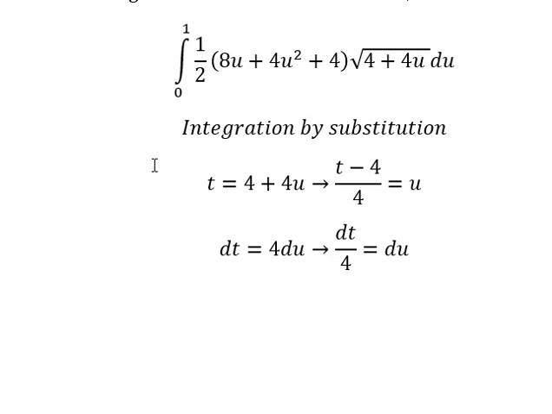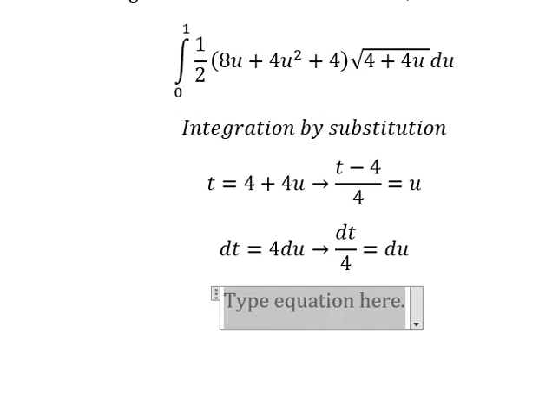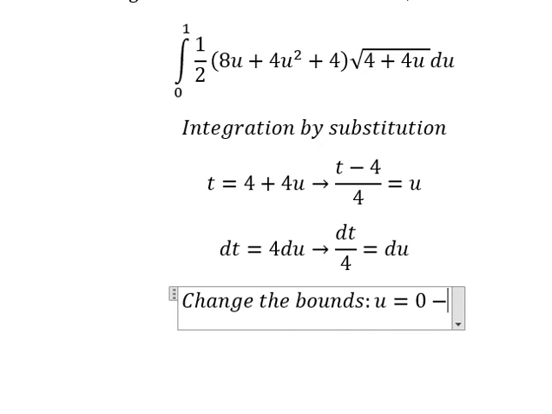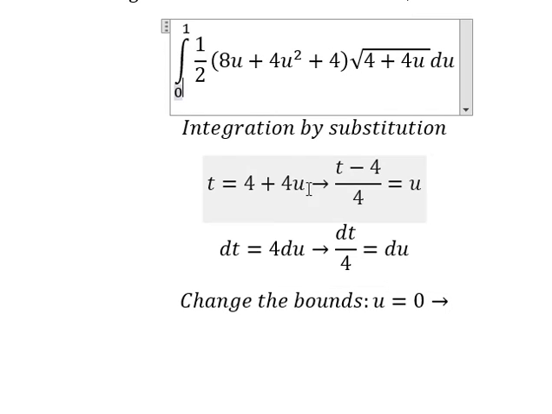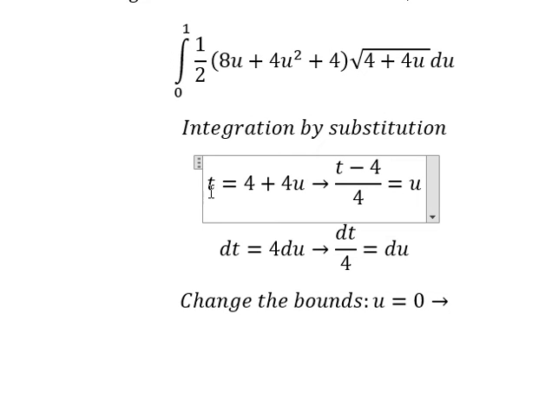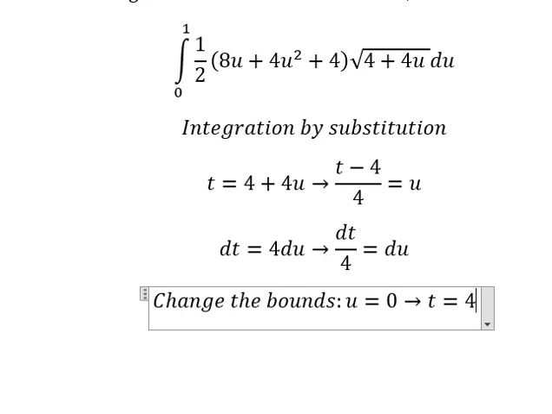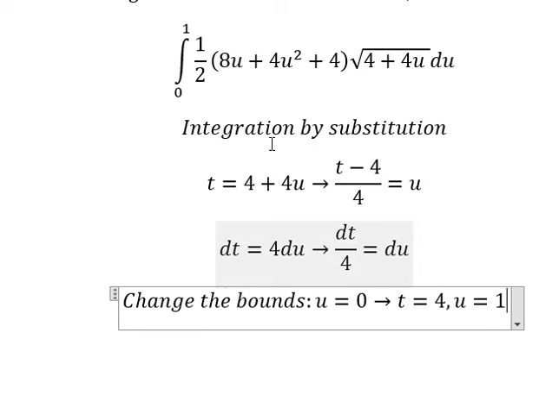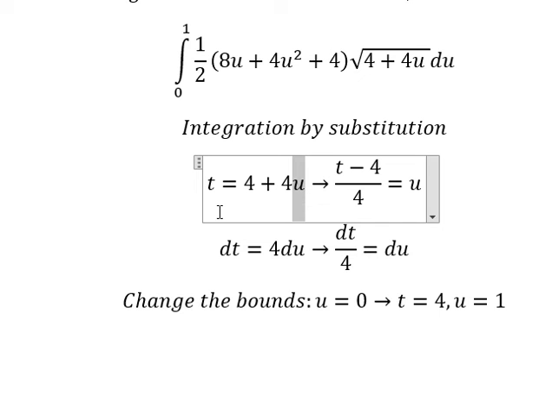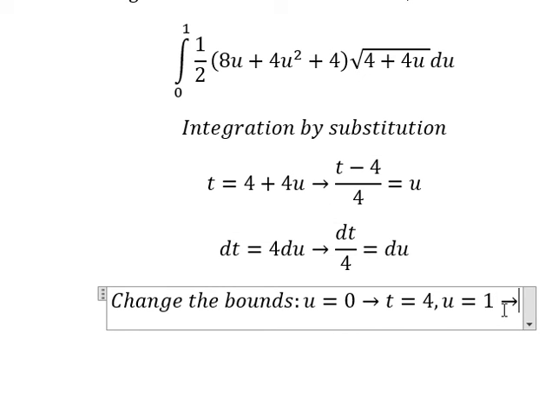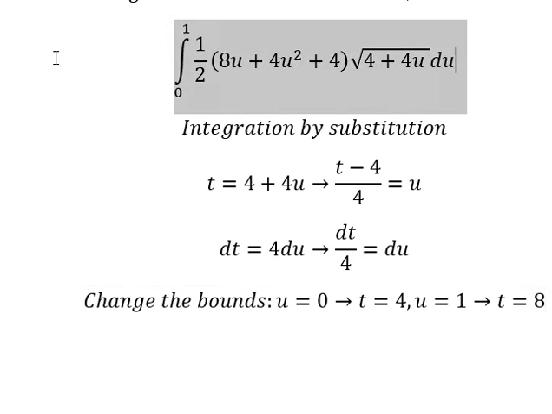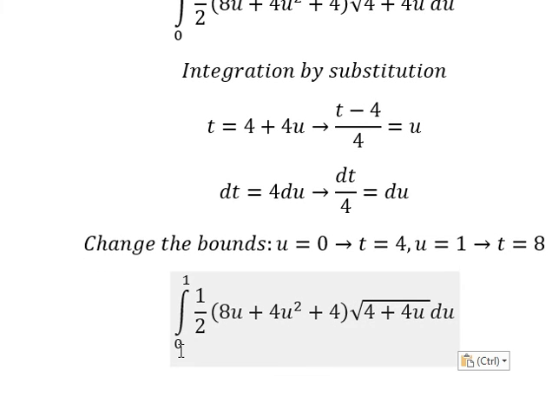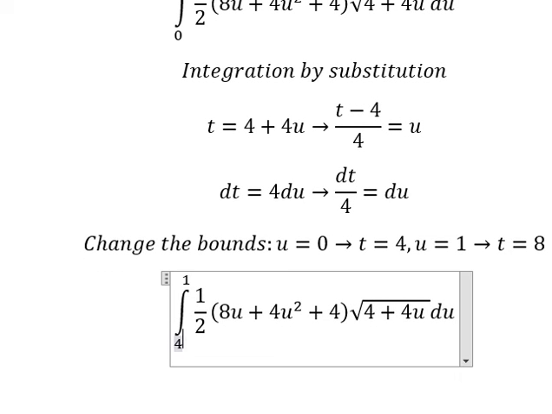Next, we need to change the bounds. When u equals 0, we put 0 here, and we have t equals 4. When u equals 1, we put 1 here, and we have t equals 8. So this one is 4, and 1 we change to 8.